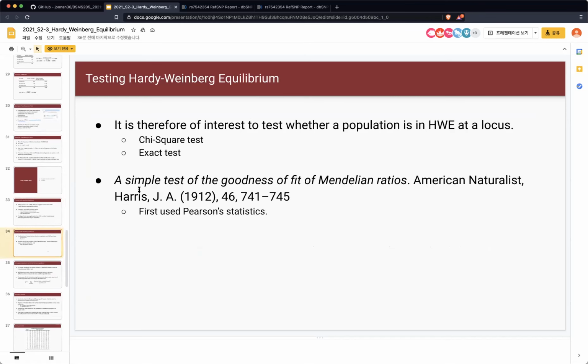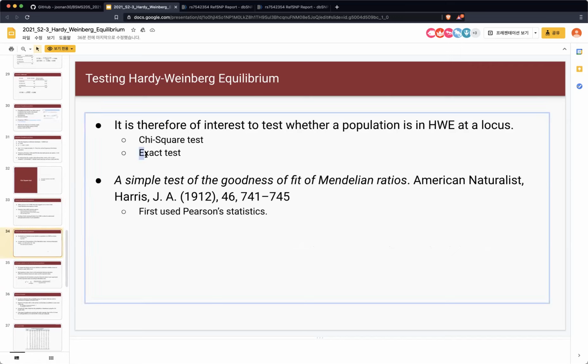Okay, so in that case, we can use 2 different types of tests. One is the chi-square test, and the second is the exact test. If you learned basic statistics, you know that these two are quite similar, but in this lecture, we only introduce the chi-square test. And that was initially introduced by the American naturalist Harris in the 1920s. He first used the Pearson statistic at the time, but then people developed that idea and used the chi-square or exact test.